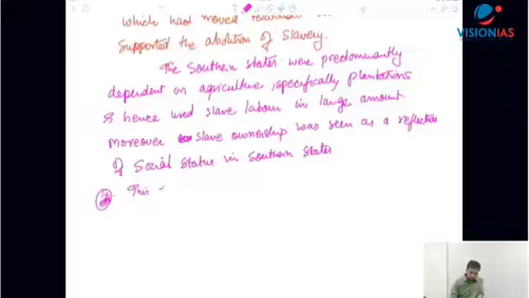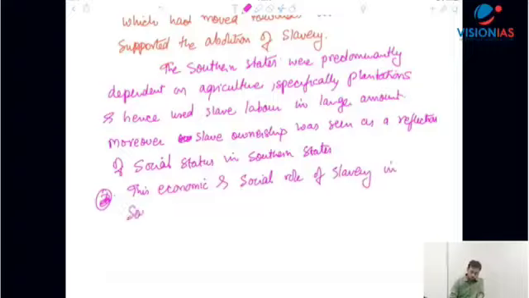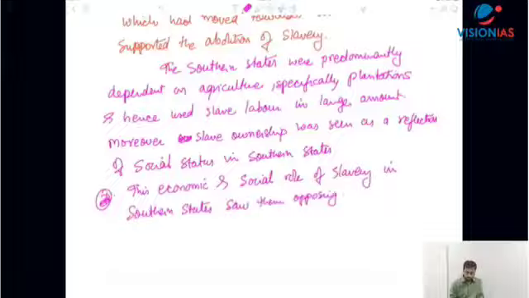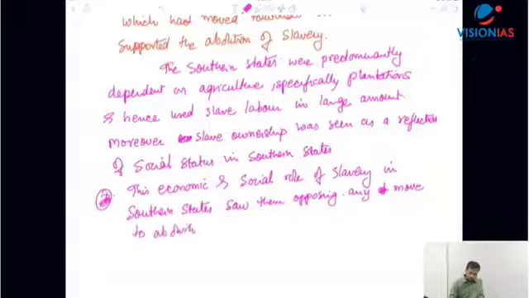This economic and social role of slavery in southern states saw them opposing any move to abolish slavery.